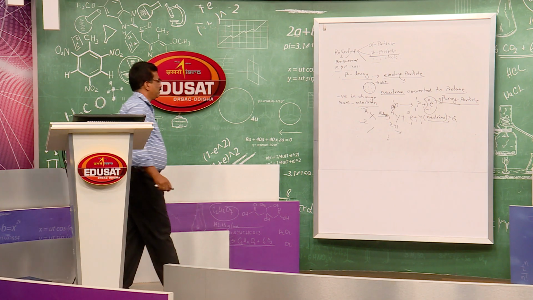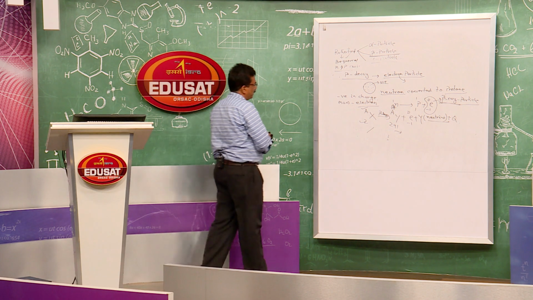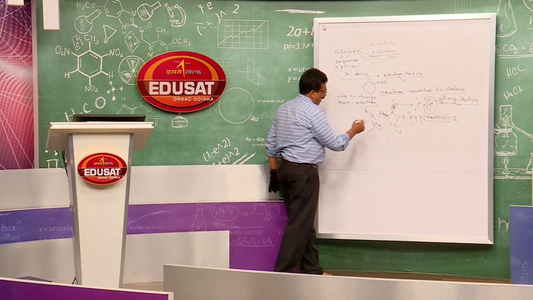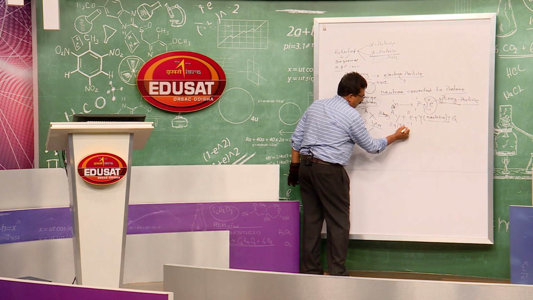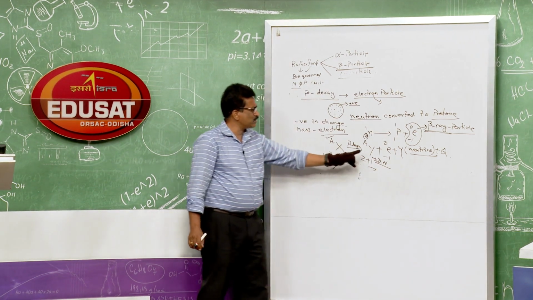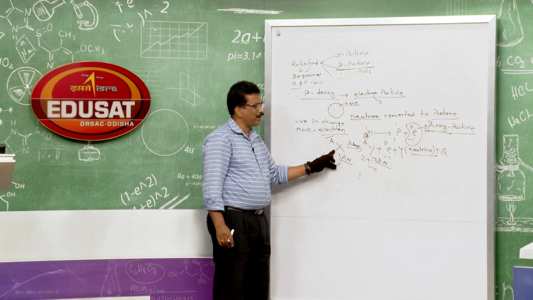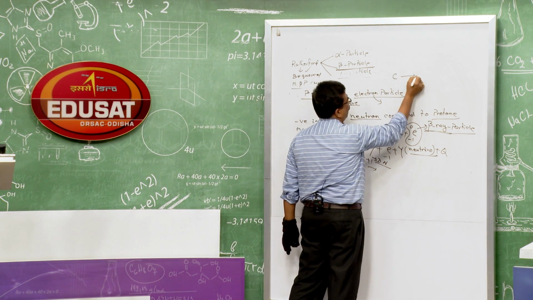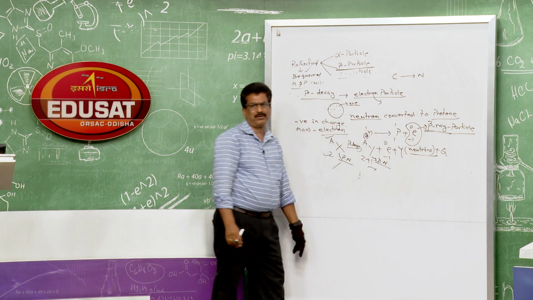For beta decay, we have taken X as the parent nuclei, this is the parent nuclei, and this is the daughter nuclei. So this X will become Y. If we take a particular example of carbon to nitrogen.